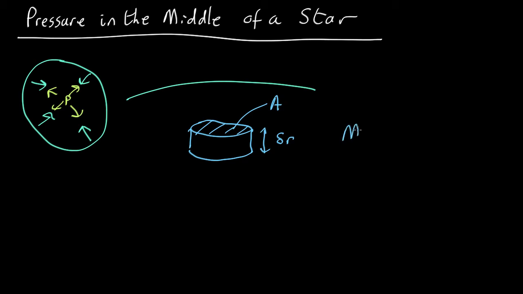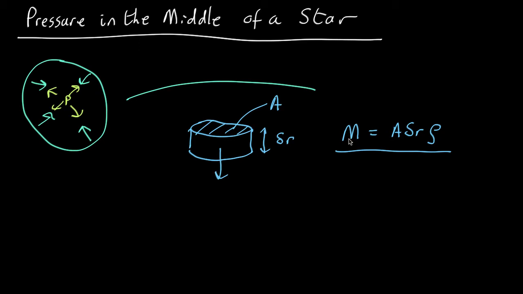The mass of the cylinder is going to be its volume, which is area A times the thickness, delta R, times the density, rho. We're going to assume unrealistically that the density is constant throughout the star for this calculation. In reality, of course, density increases towards the middle, but this approximation will get us a rough answer. So we've got that. That's the mass. So there's going to be a downward force due to gravity acting on that mass.